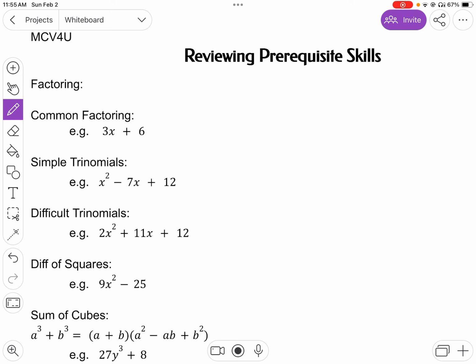So the things that we're going to go over today are factoring and all the different kinds of types that we might encounter and just kind of review how to do those, as well as rationalizing. So we're going to go over that today. So let's start with factoring.